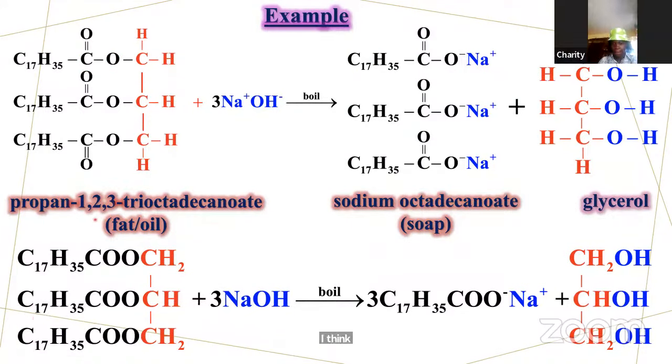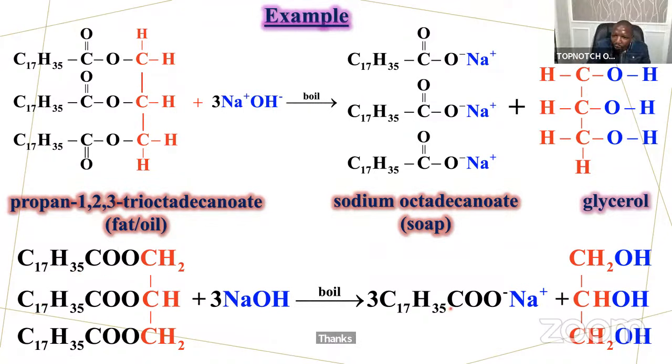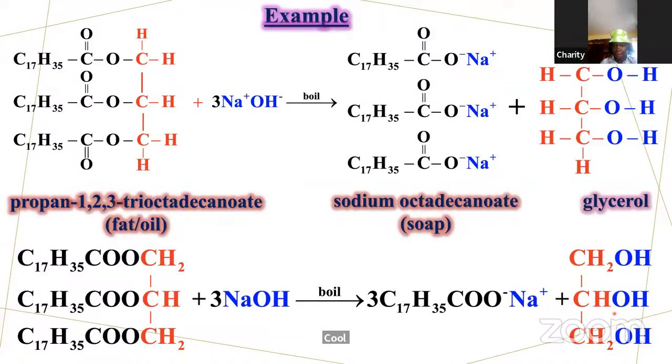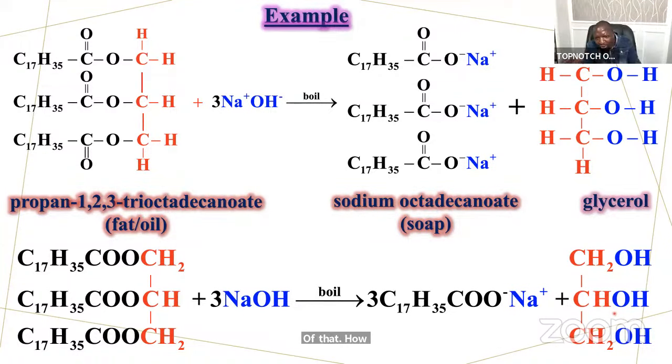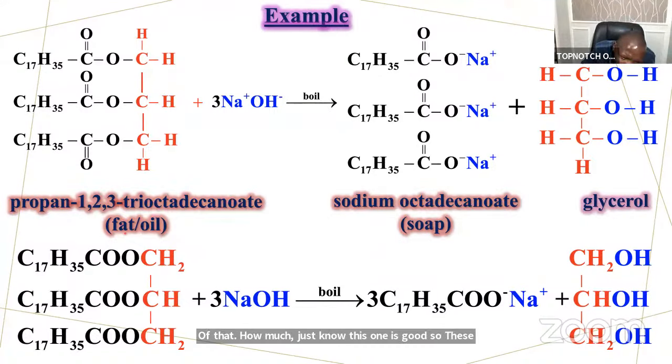If this one is called an ester, this one is called soap, and the other one is... What is the name of propane-1,2,3-triyl trioctadecanoate? And sodium octadecanoate. Just know this one is called soap. This one belongs to a class of organic compound called an ester.